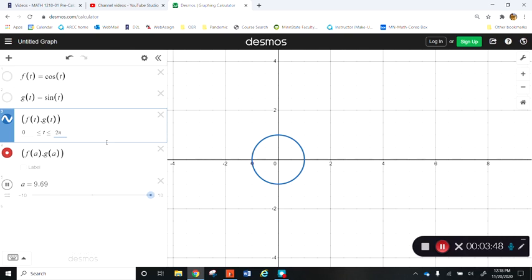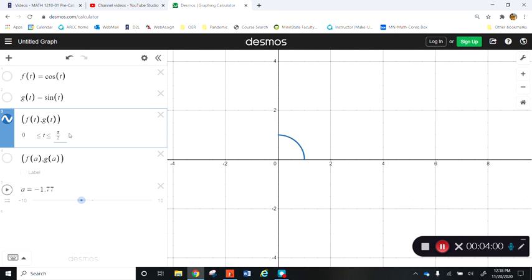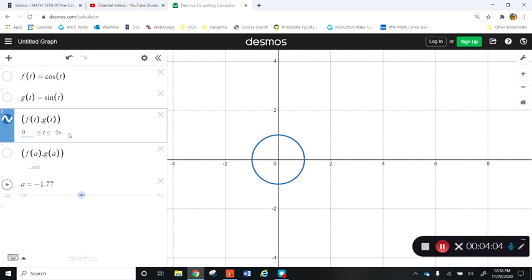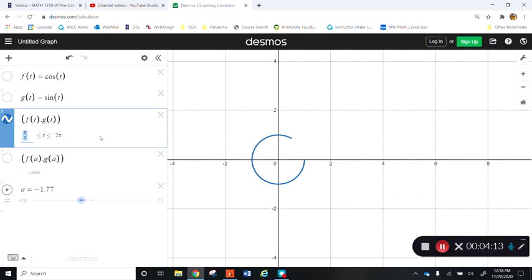By the way, if I do it from 0 to pi, you just get half the circle. If I go from 0 to pi over 2, I get a quarter of the circle, that kind of thing. You can pick whatever range of values you want, and that's a range of angles that you'll describe. Like if you go from pi over 3 to 2 pi, you can pick whatever range of angles you want, and that's the portion of the circle that this will show.